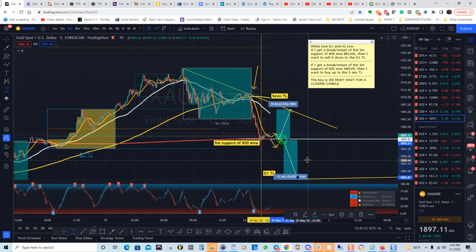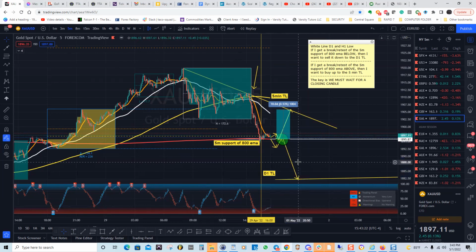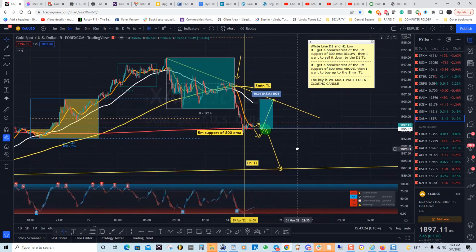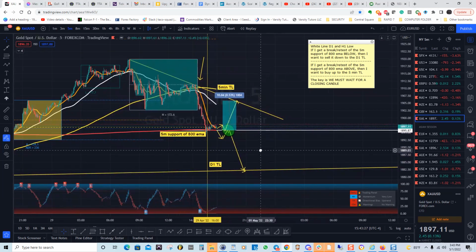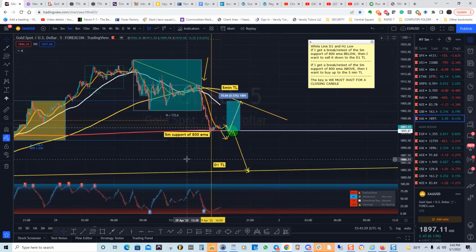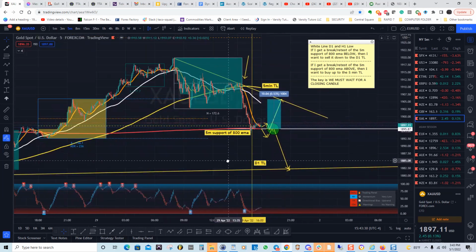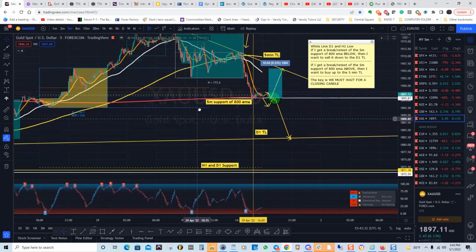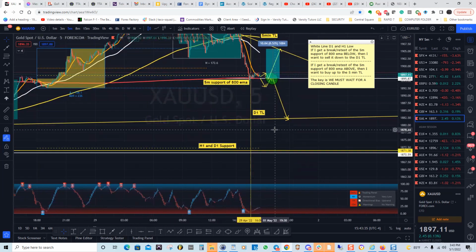Because remember, what could happen? We want to be mindful of what could happen with this. What could happen is this: we could break above or below. Now we've got a nice little pattern here. If it breaks down here, this is the support level. So if it breaks this, then you want to take it all the way down here.